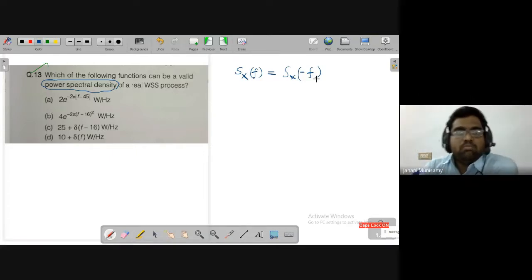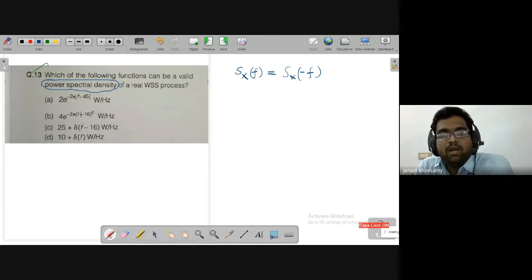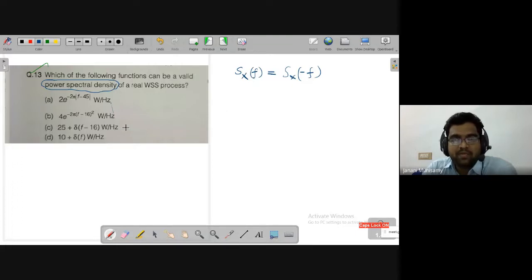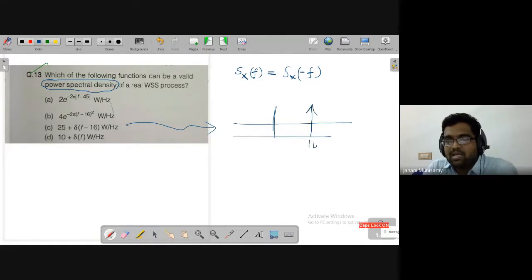Here, at any point of time, we are getting positive values only, because there is no negative sign. Definitely all the functions are satisfying that second property. But whether all these functions are satisfying the even function property, that you have to verify. First of all, we'll concentrate on the function c. What is the nature of this function? They are telling 25, which means constant 25. Then delta of f minus 16. That means at exactly 16, we will have an impulse.